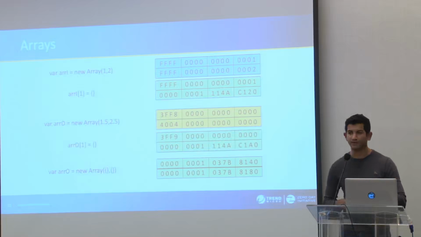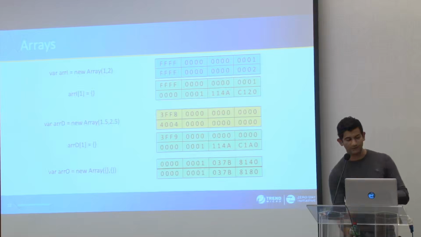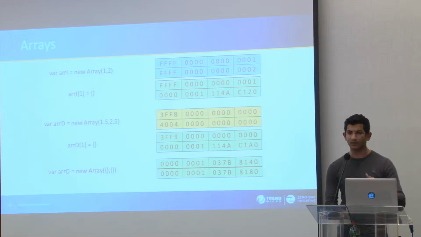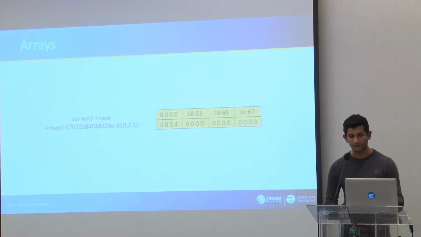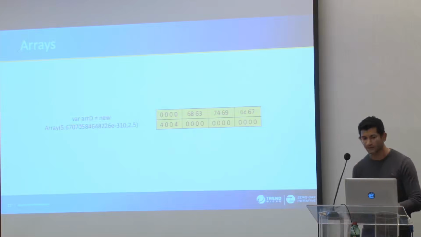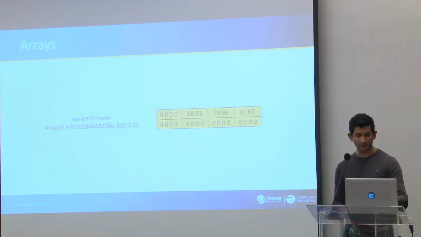If we do the same thing with the array with double, where we perform a write to the first index, we'll also convert from an array with double into an array with contiguous, but note that the 3ff8 is now becoming a 3ff9.